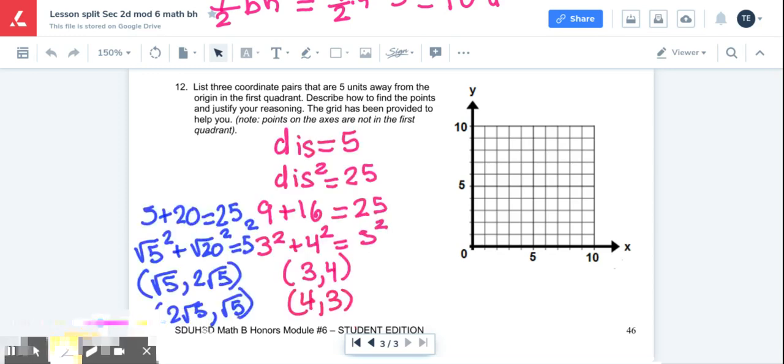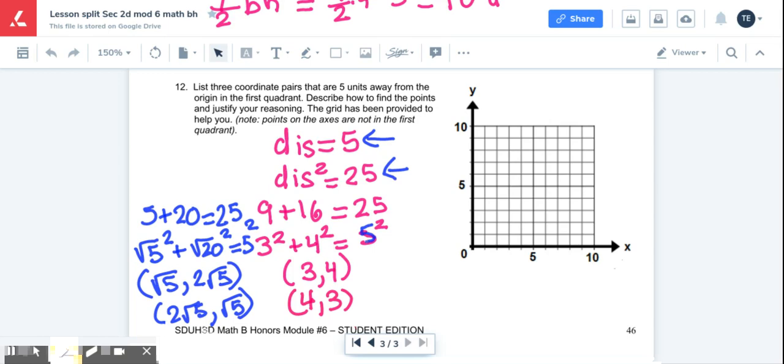Okay, so this one has a lot of different answers that you can put. First of all, I think, hey, if the distance is 5, then the distance squared has to be 25. So then I just have to think about numbers that add to 25. So 9 plus 16 is 25. That would be 3 squared plus 4 squared equals 5 squared. So I know that's a good 5 right there. I can use the points 3, 4 or 4, 3.